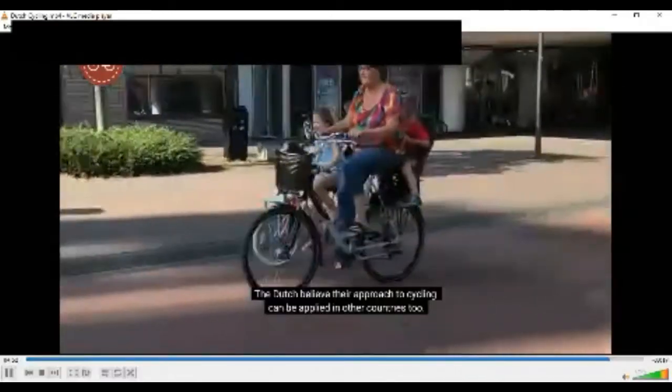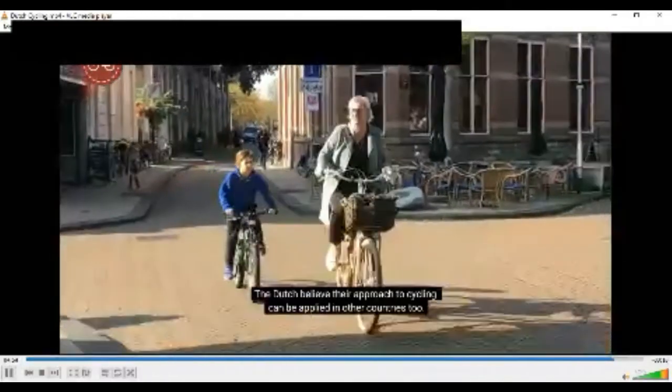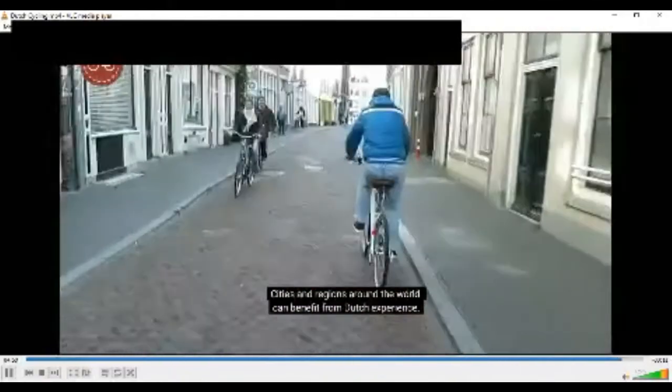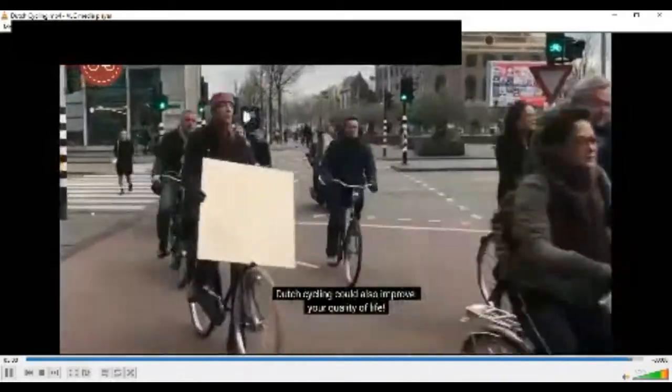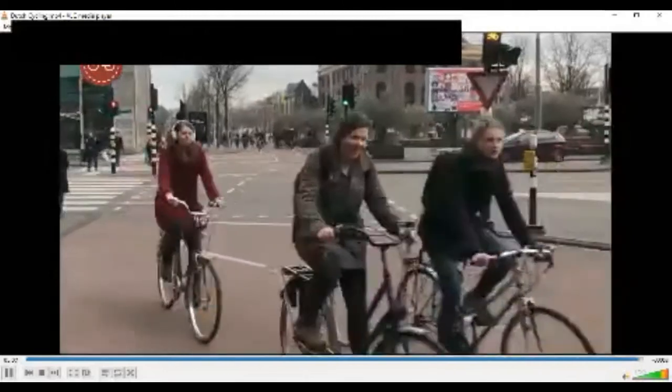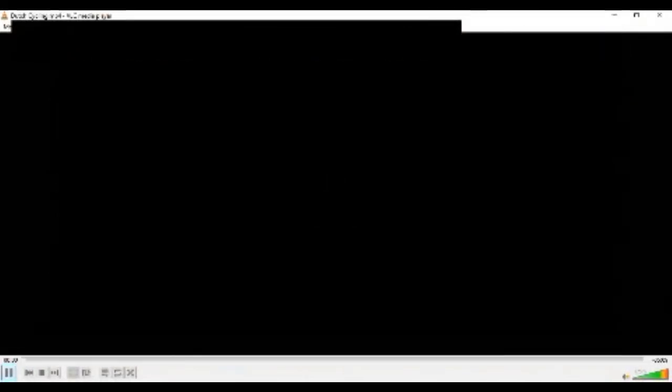Cycling encourages social participation. As a social activity, cycling keeps the elderly socially connected and active for longer. The Dutch believe their approach to cycling can be applied in other countries too. Cities and regions around the world can benefit from Dutch experience. Dutch cycling could also improve your quality of life. Society.